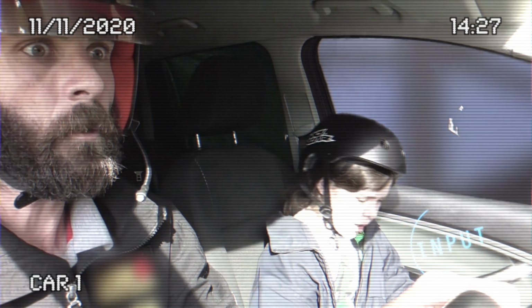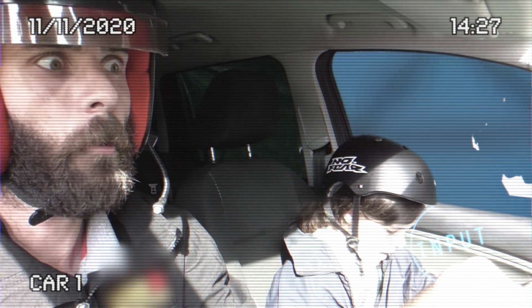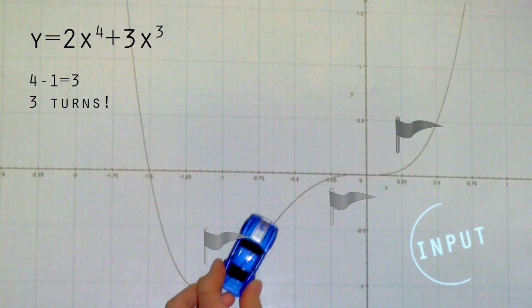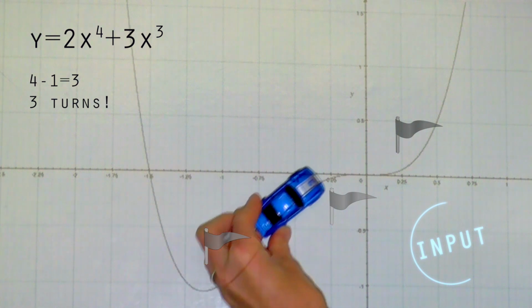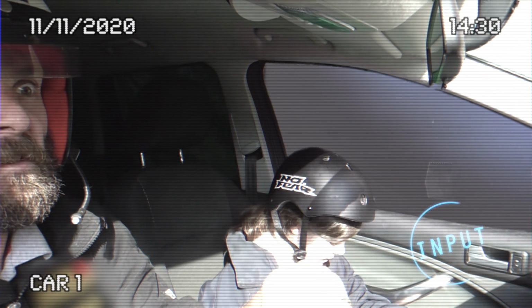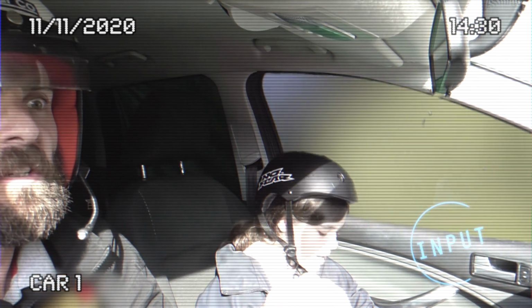Y equals 2x to the power of 4 plus 3x to the power of 3. Right, that's a high power of 4, so 3 turns. First one shot. Brilliant. Well done. Next up, y equals 0.5x to the power of 3.